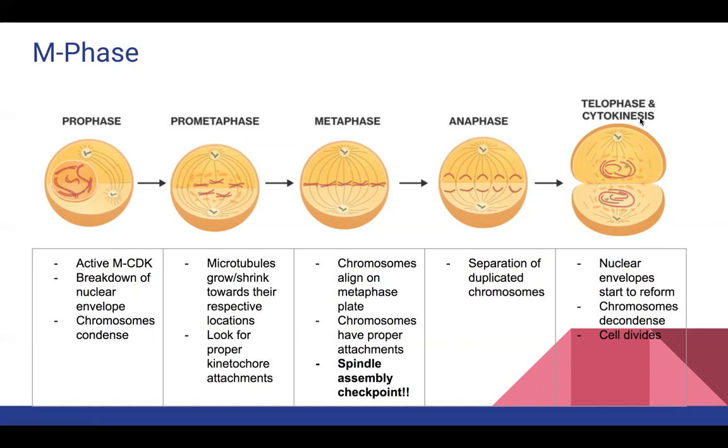And then we have telophase and cytokinesis, where you'll have that nuclear envelope start to reform, as you can see here. And the ring in the middle is going to like separate them off. The chromosomes are going to decondense. The cell is going to divide, and it's going to look back like that again.